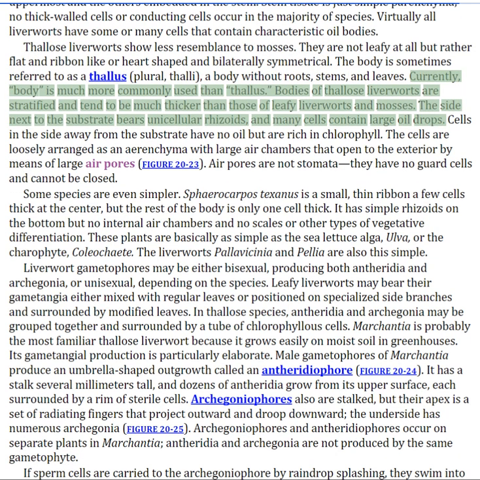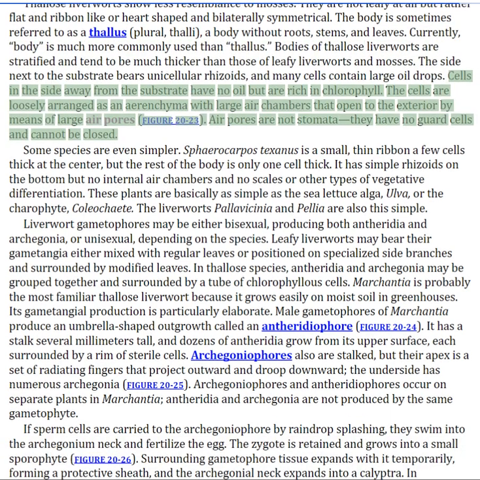Currently, body is much more commonly used than thallus. Bodies of thallose liverworts are stratified and tend to be much thicker than those of leafy liverworts and mosses. The side next to the substrate bears unicellular rhizoids, and many cells contain large oil drops. Cells in the side away from the substrate have no oil but are rich in chlorophyll.